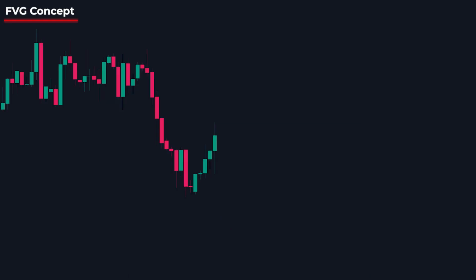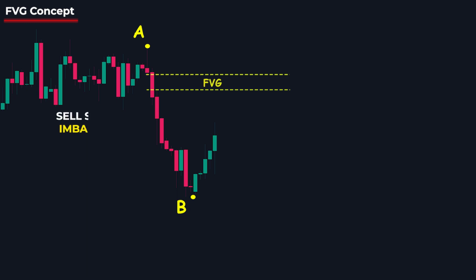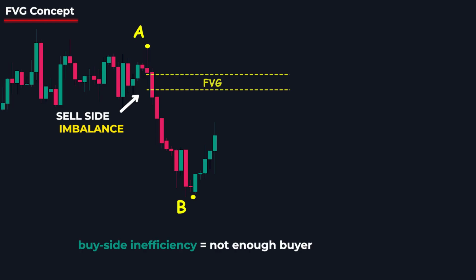Here's another example. We are in a bearish trend, with the most recent swing starting from this level and moving sharply downward. As price dropped, a sell-side imbalance formed, marked by large candles, leaving fair value gaps behind. This means the market moved too fast, without enough buying pressure to balance it. Since the market is buy-side inefficient, price is likely to pull back into the FVG area before continuing downward.